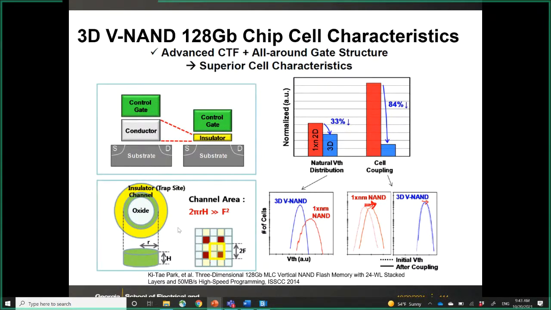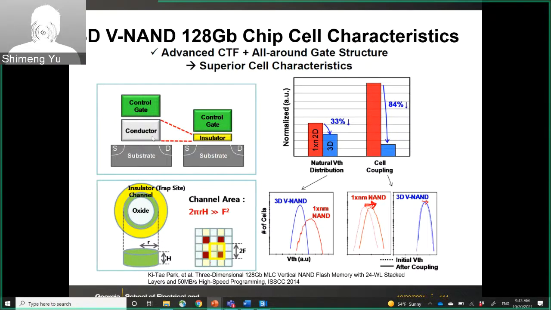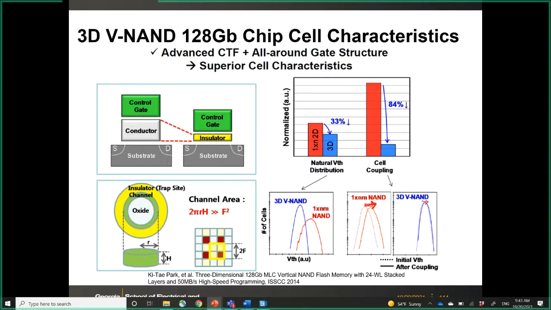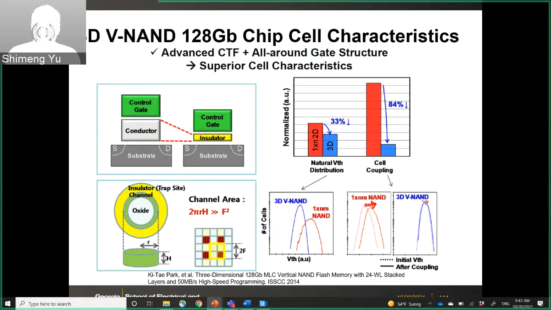So the reason is that in the 3D NAND flash, if you look at the area for the floating gate or charge trapping layer, it is actually much larger than in the 2D NAND flash. Why is that? Let me ask you the question: what is the area for one single charge trap transistor or one single floating gate transistor? What is the gate area?